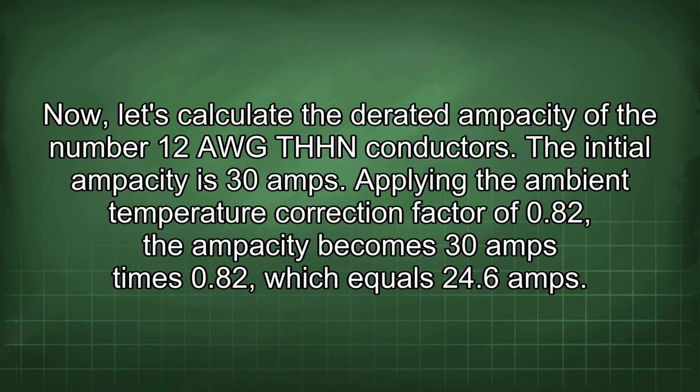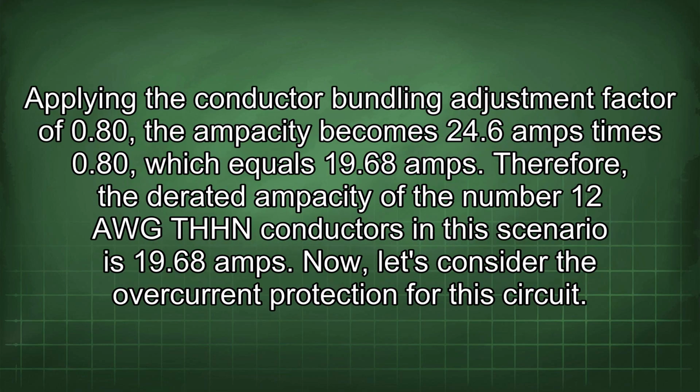Now let's calculate the derated ampacity of the number 12 AWG THHN conductors. The initial ampacity is 30 amps. Applying the ambient temperature correction factor of 0.82, the ampacity becomes 30 amps times 0.82, which equals 24.6 amps. Applying the conductor bundling adjustment factor of 0.80, the ampacity becomes 24.6 amps times 0.80, which equals 19.68 amps. Therefore, the derated ampacity of the number 12 AWG THHN conductors in this scenario is 19.68 amps.